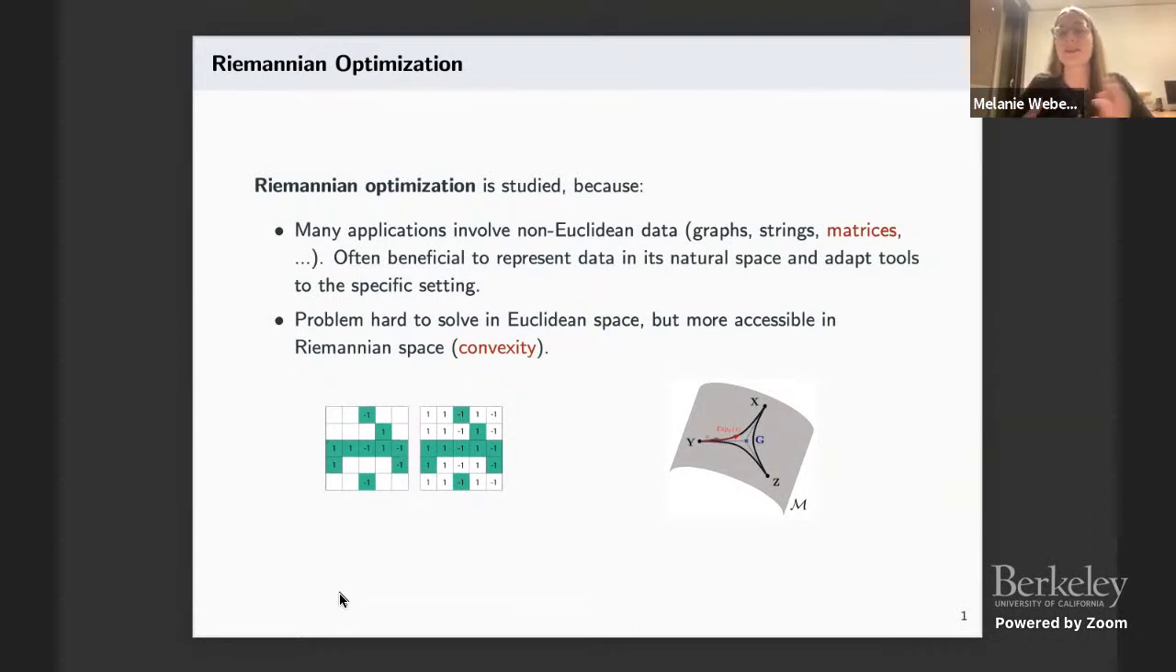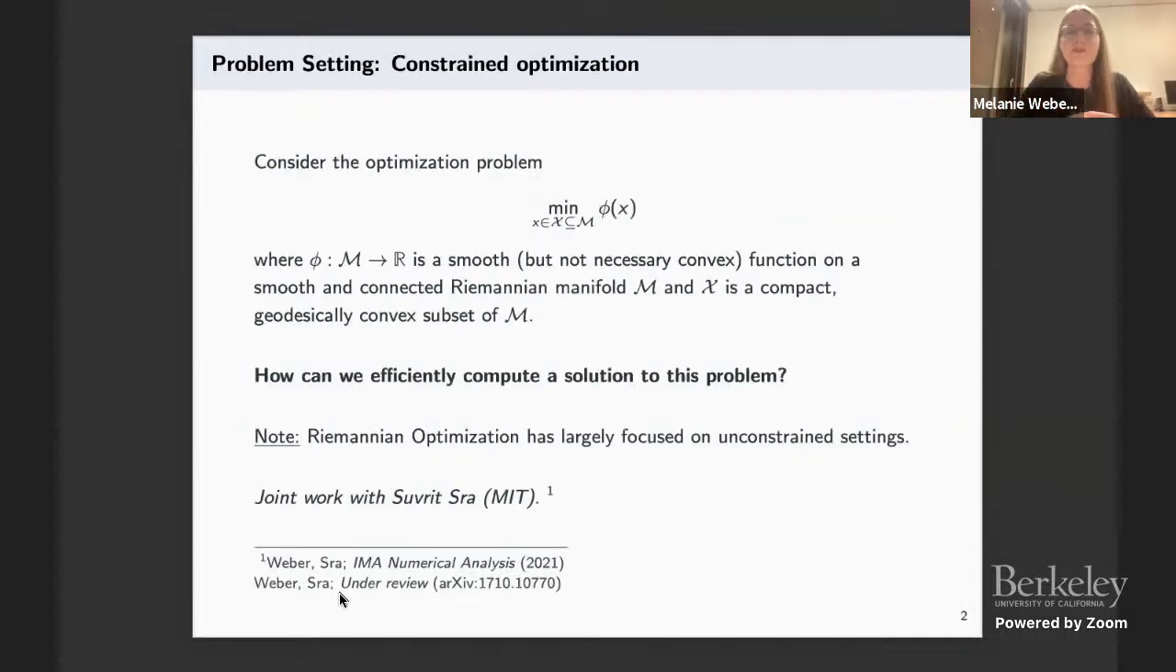And this is particularly interesting if this different geometric lens gives us some nice algorithmic properties. So for instance, related to geodesic convexity. The class of problems that is the subject of this talk is constrained optimization. So here we have a function defined on a Riemannian manifold, and we want to find its minimum subject to constraints. This is a challenging problem with the currently existing tools in Riemannian optimization, because that field has mostly focused on unconstrained optimization.